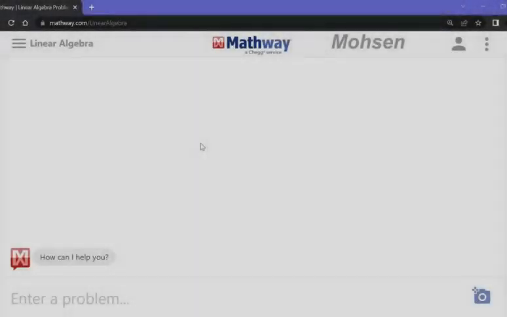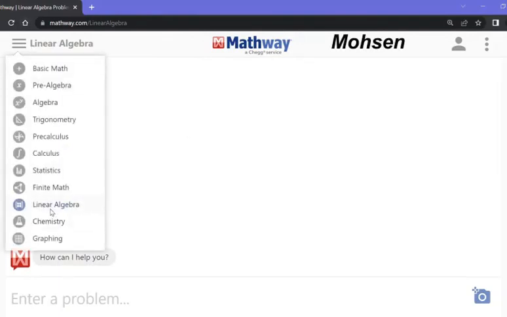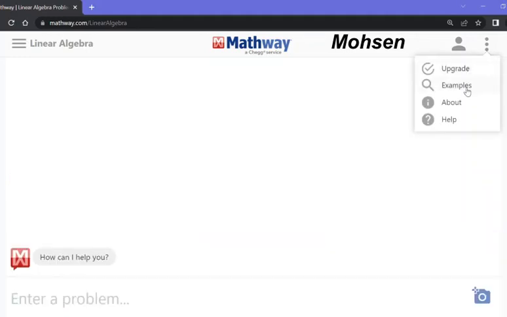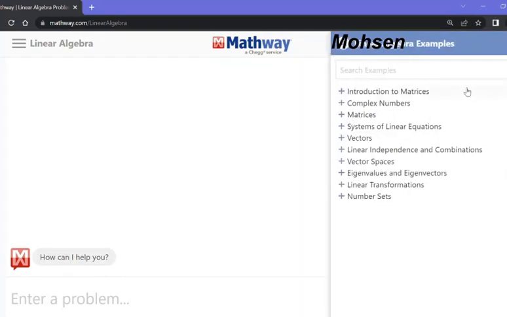Hi everyone, now with the last 3 modes or menus in Mathway. The first one is the linear algebra. As you can see here that we have numbers, variables, operations, inequalities, ln, log, factorial, union, intersection for sets, and even matrices, and many other tools. To save time, I will show you examples provided by Mathway. As you can see here, these are all examples of the linear algebra Mathway can solve. Matrices, complex numbers, vectors, number sets, and even more.